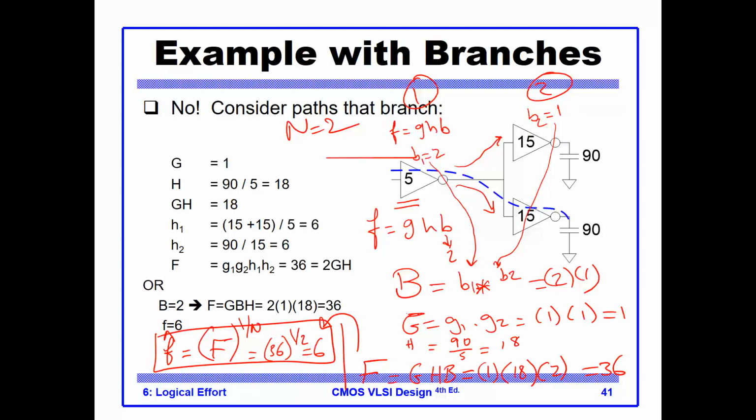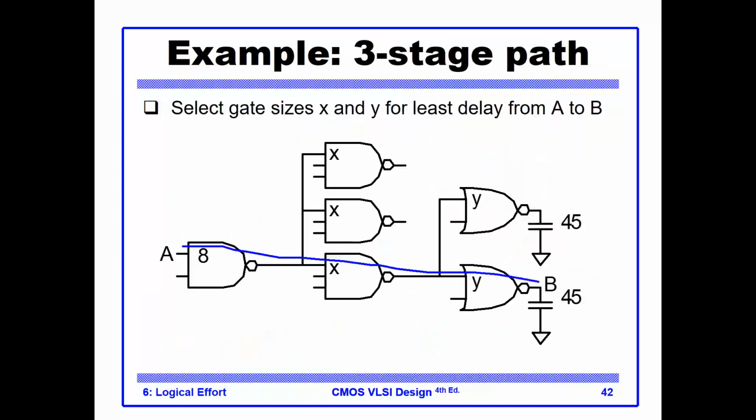Now the branching effort: because this node goes to 2 equal paths here, that's called branching effort, and in this case the B for it equals 2. Let's take a broader example. Let's take this example.